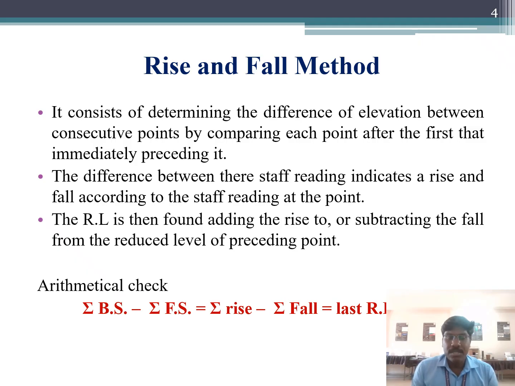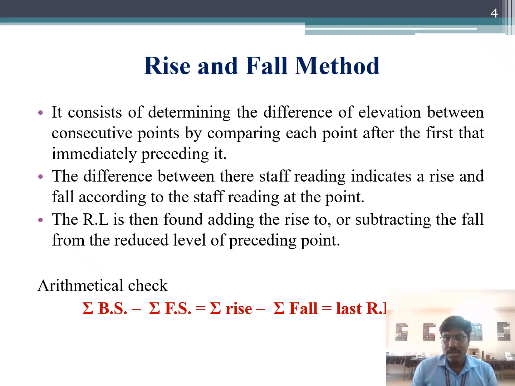The second method is the rise and fall method. This is a very easy method. In this method, we calculate the reduced level based on two successive readings, that means the first reading and second reading, then the second reading and third reading, similarly. It consists of determining the difference of elevation between consecutive points by comparing each point after the first with that immediately preceding it. The difference between the staff readings indicates a rise or fall according to the staff reading at the point. So based on the staff reading, we will determine which one is rise and which one is fall.